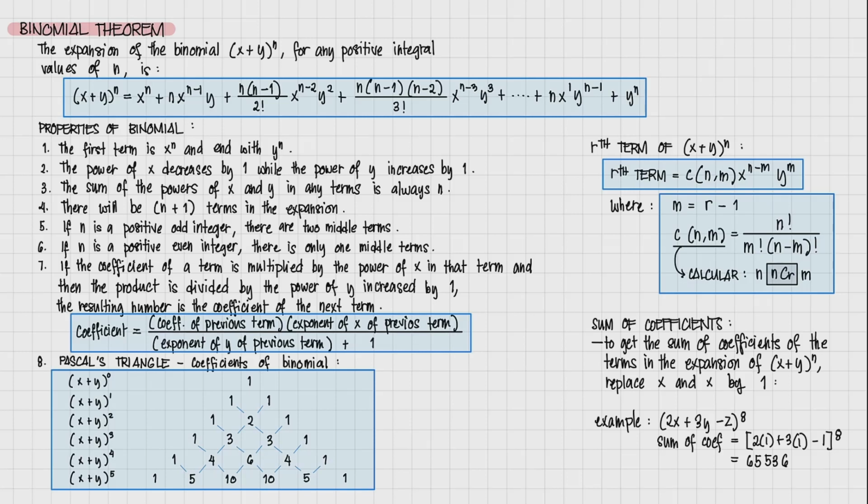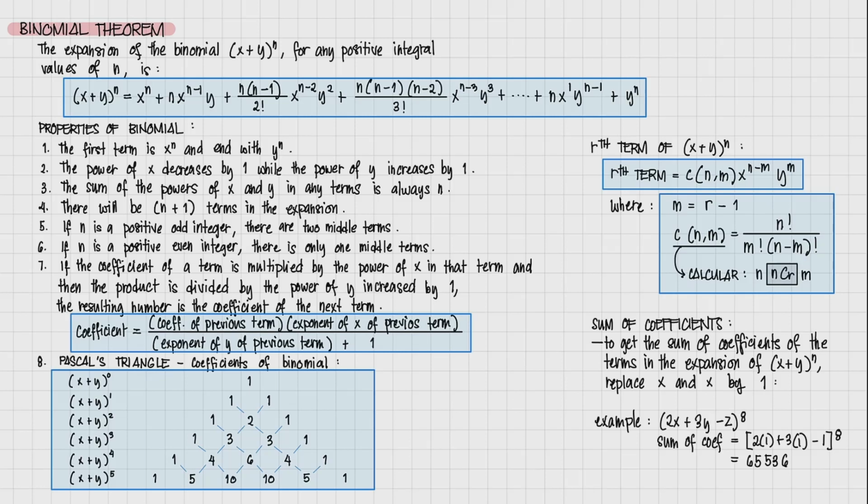What else? The rth term of the binomial x plus y raised to n can be solved using this formula, where m is equal to r minus 1, and then your C can now be calculated using this formula. So you could use your calculators using these functions. So let's show them in your calcu.